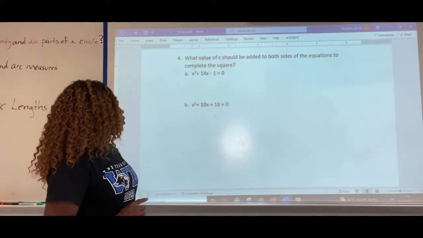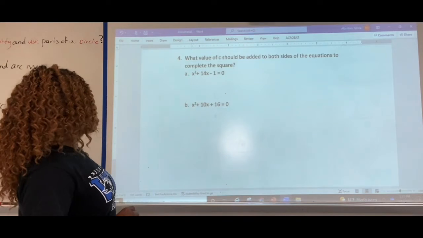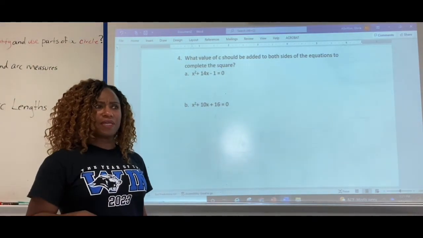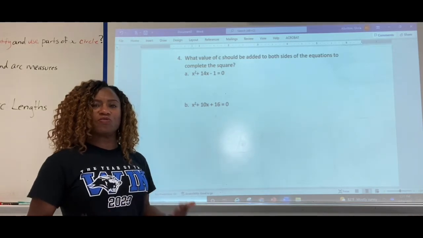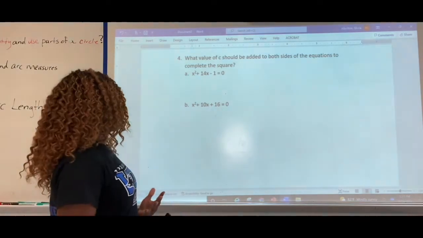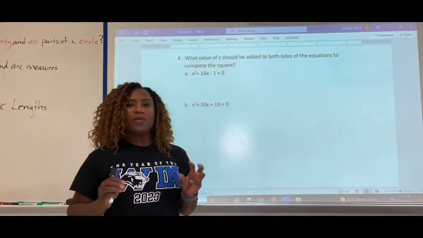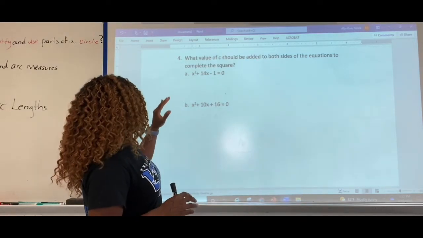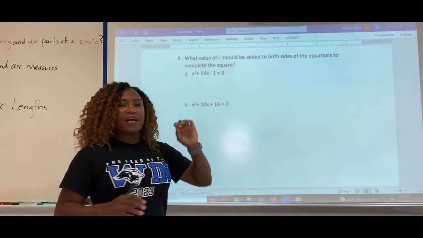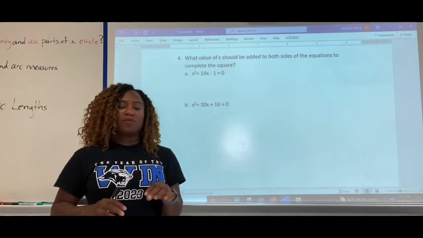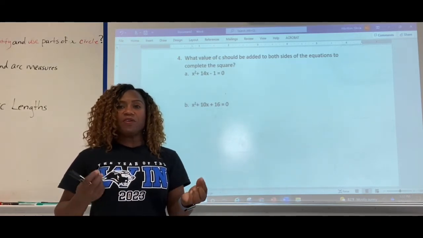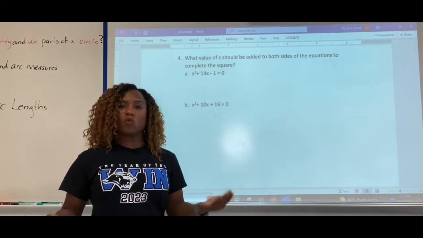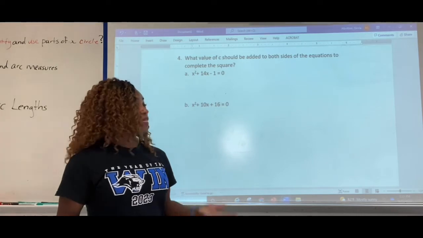Number 4 asks what value of C should be added to both sides of the equations to complete the square. So we're talking about the complete the square method, and it has several steps, but there's one step in particular that we want you to focus on and we want you to think about. When we do completing the square, there's a step that says that we need to divide the B term, which is the x term. Remember, you got your A, your B, and your C when it's in standard form. So we're going to divide that by 2 and then square that value. And this is what we're talking about.